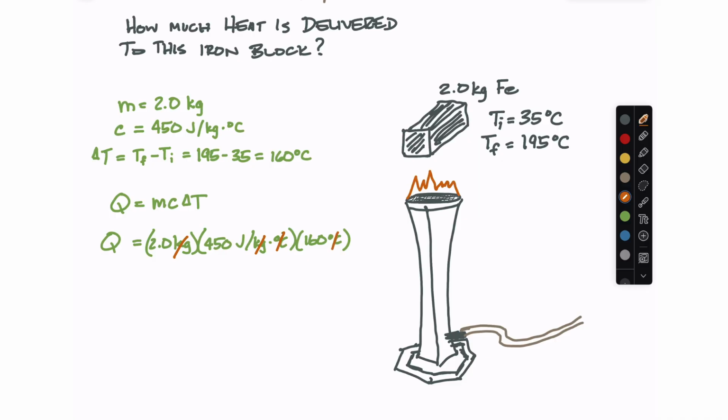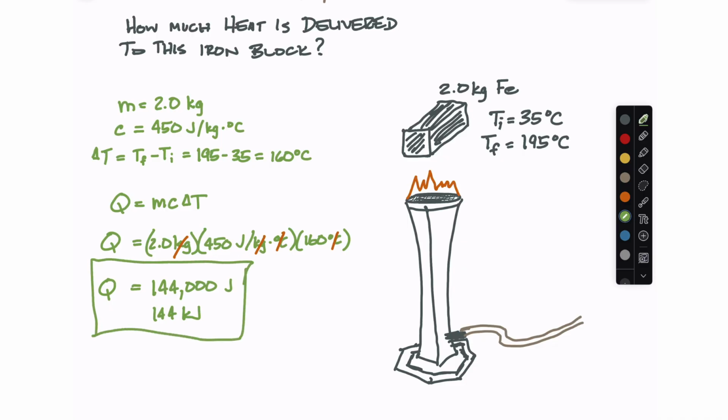So when you multiply kilograms times per kilograms, they cancel. Handy. So that leaves us with units of joules. And if you punch those in your calculator, it leaves you with an answer of 144,000 joules. Might write that as 144 kilojoules if you don't want to write so many zeros. All right, that's how we calculate the heat that is gained in this case by a chunk of iron.